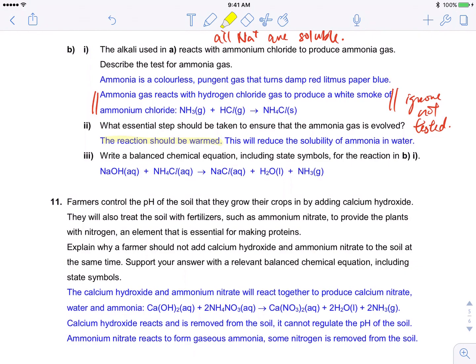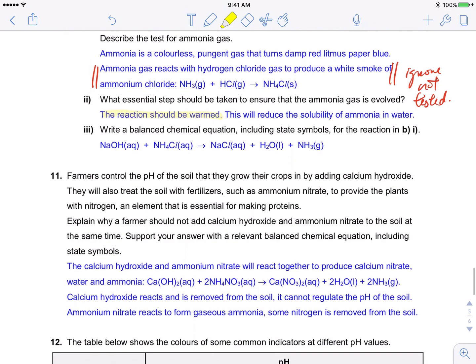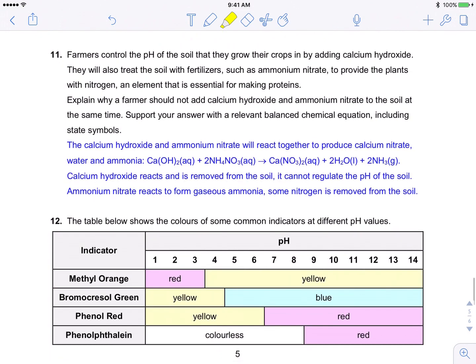Okay. Write a balanced chemical equation including state symbols for the reaction in B1. Okay, just write the equation. Oh, this is a hard question that I wanted to go through. Farmers control the pH of the soil they grow by adding calcium hydroxide.